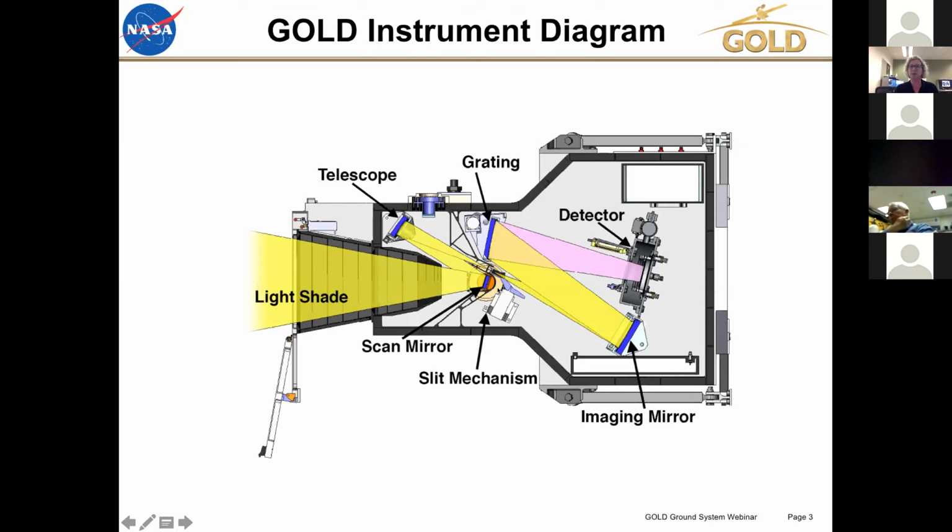So for this talk, that part doesn't play a role, but what will play in is the scan mirror and the slit mechanism. As we talk about observations in the upcoming slides, keep in mind that these are really the 2 key mechanisms that we move for our observations.